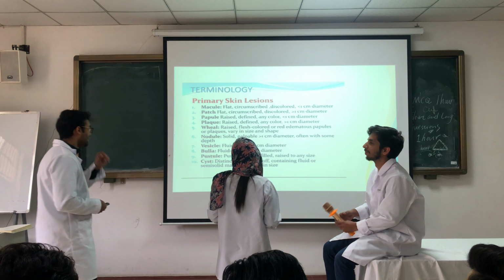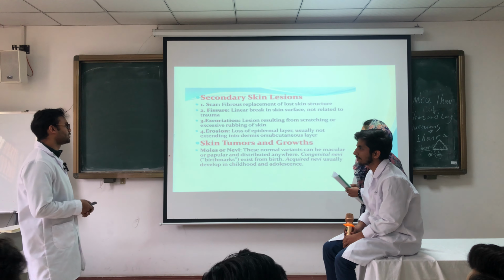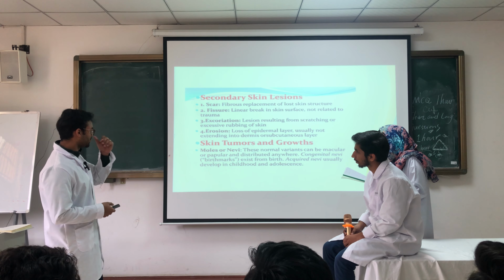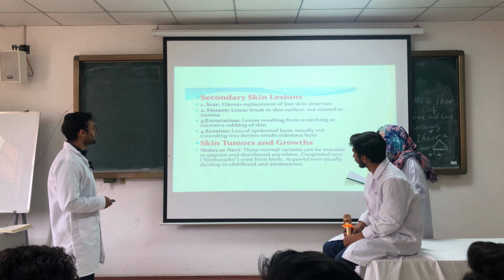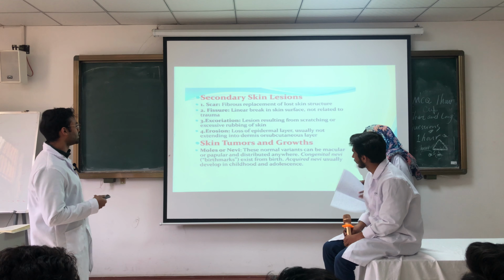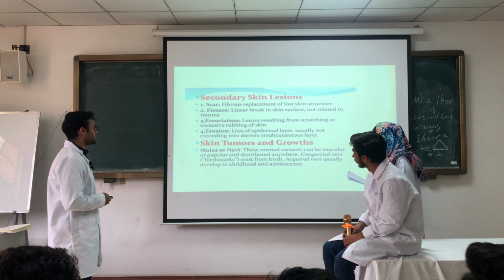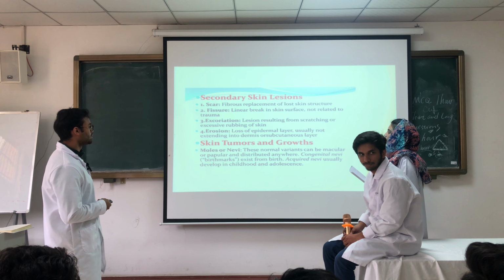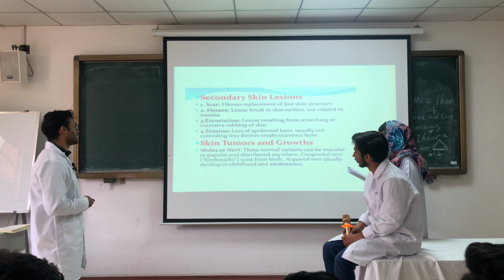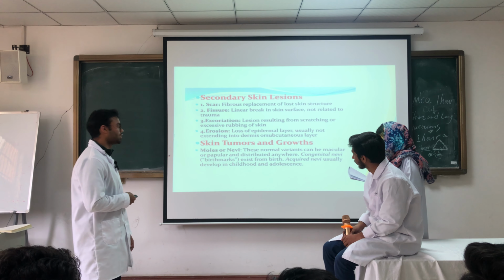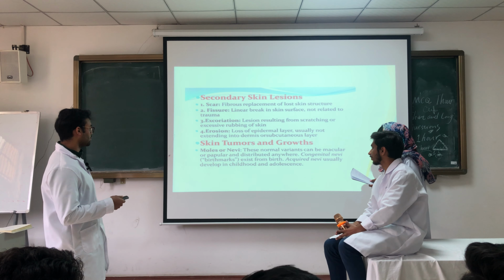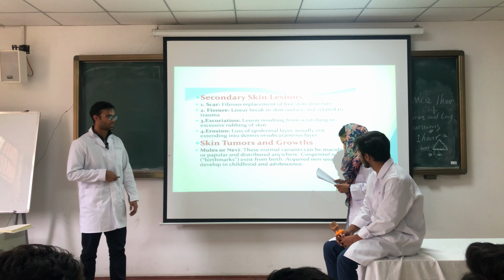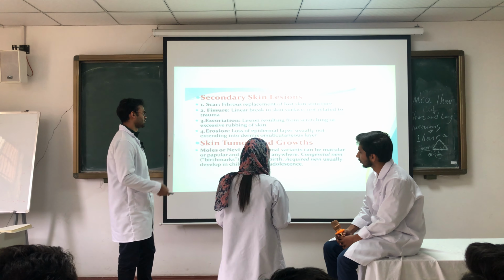Okay, after seeing the primary skin lesions, now we have to see the secondary skin lesions. The secondary skin lesions can be scars, fibrous replacement of the lost skin structures. These can be fissures, linear breaks in the skin surfaces not related to trauma, and excoriations, lesions resulting from the scratching or excessive rubbing of the skin, and erosions, loss of epidermal layers, usually not extending into dermis or subcutaneous layers. Then skin tumors and growth, such as moles and nails. So, Dr. Zainab, can you please check the secondary lesions of the patient? Just like the primary. Okay.